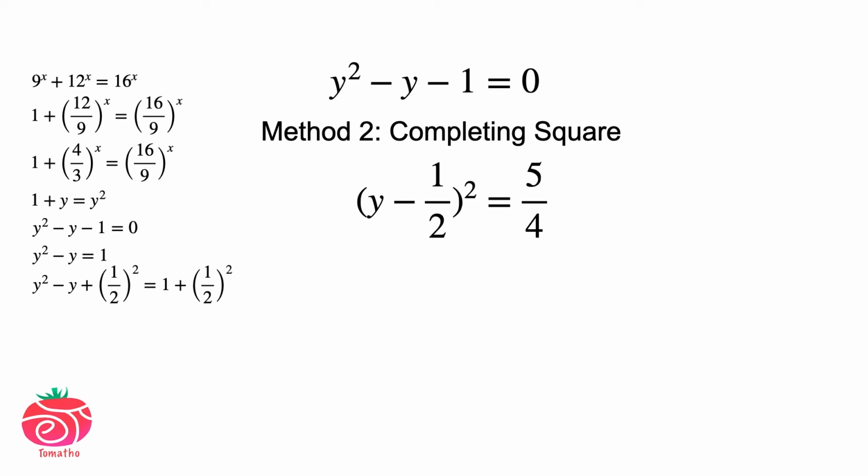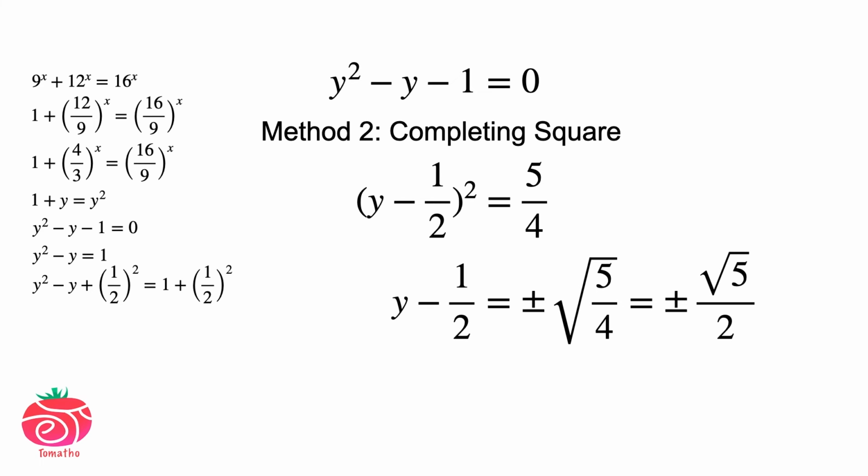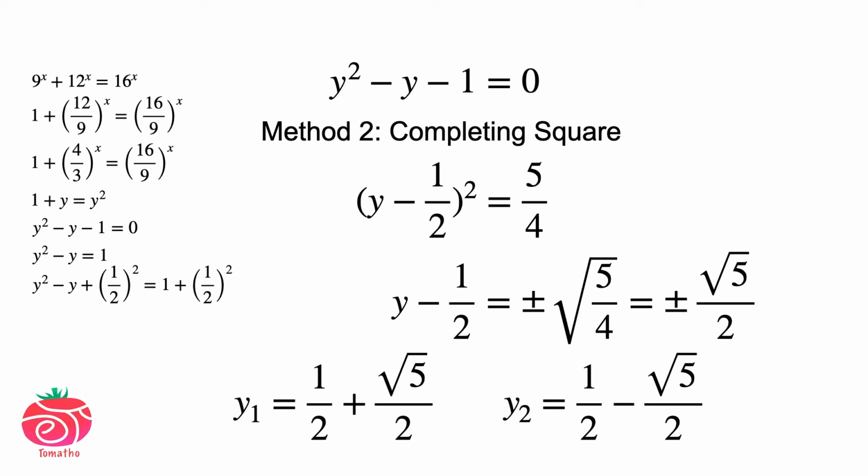And this becomes very simple, as we can take the square root on both sides. y minus half equals square root of 5 over 4, which equals square root of 5 divided by 2. So the two possible solutions for y are half plus square root of 5 over 2 and half minus square root of 5 over 2. With these two methods, we arrive at the same answer for y.